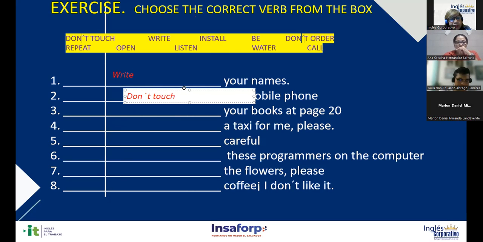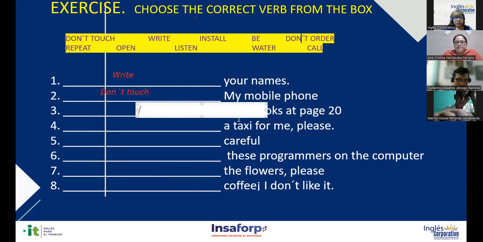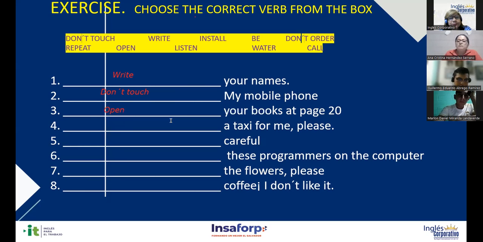Okay, let me see. Don't touch my mobile phone. Okay, this doesn't have to be a capital because you continue, but sometimes these do. When we are typing, the capital automatically appears, right? And the number three is Marlon. What do you have in number three? Open. Open your books. I always say this when students have books. Open your books at page 20. In a normal class, right? We say that.